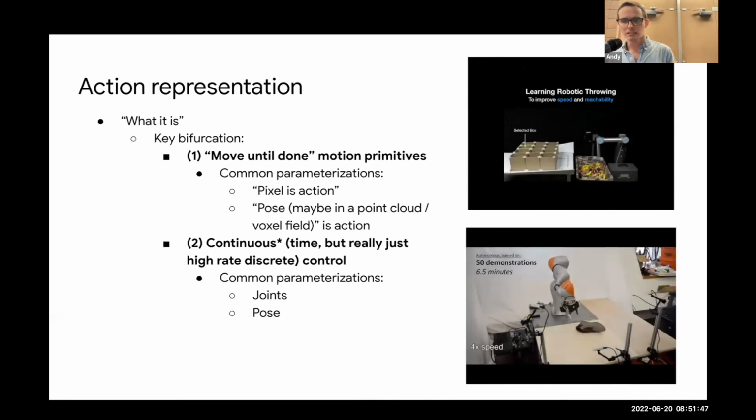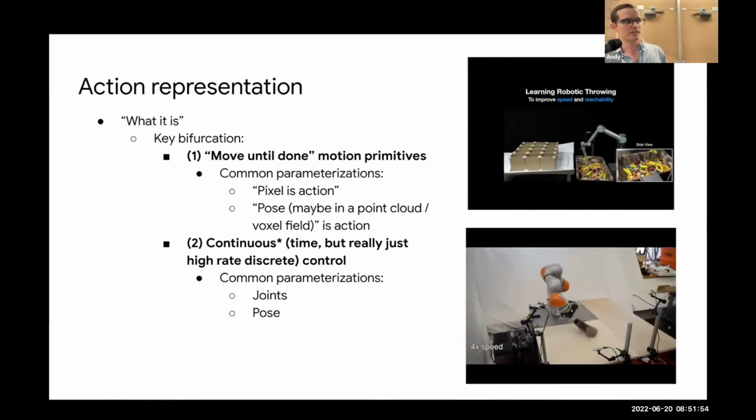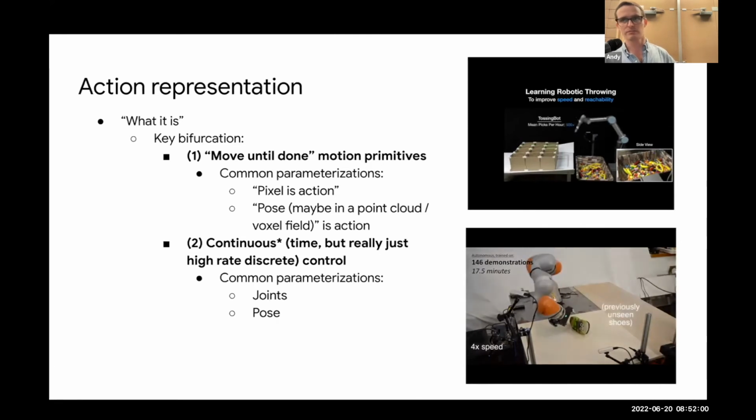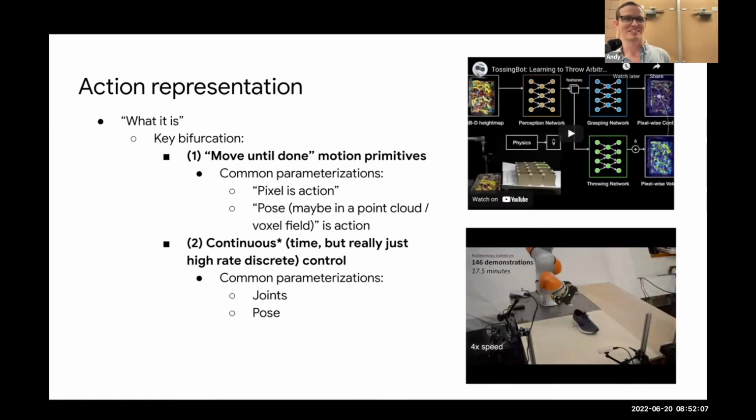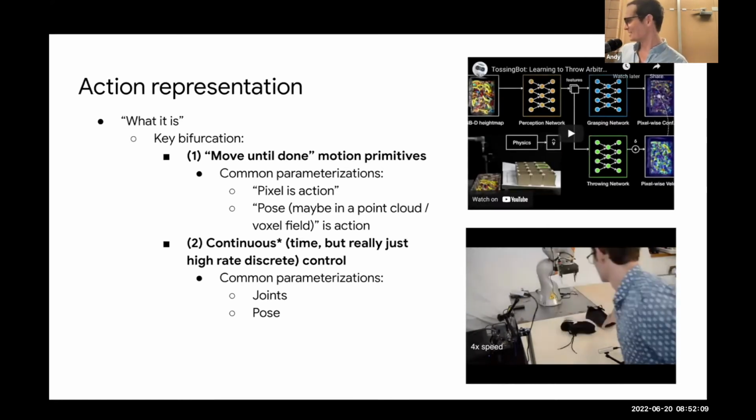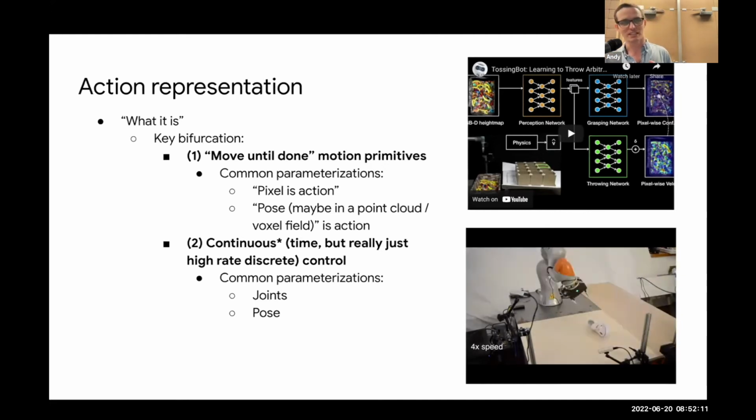A key bifurcation that Andy hinted at in the collab is that there are really two main ways that people parameterize actions for learning-based robots. There are lots of pluses and minuses to both approaches. We have a lot of different names, and there are no good standard names for these, so if anybody has a better option, let us know. But we sometimes call one sparse control or motion primitives. The key aspect is you move until you're done.